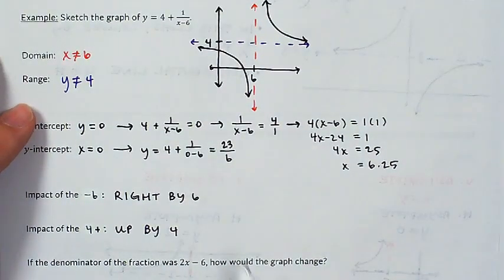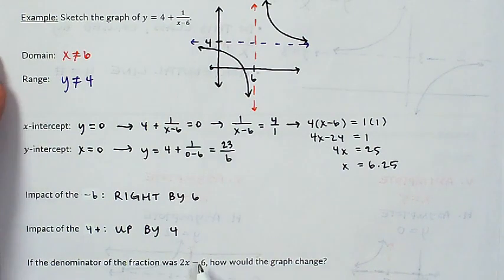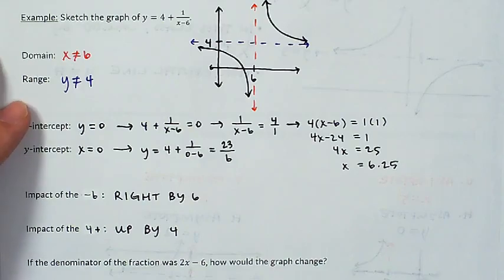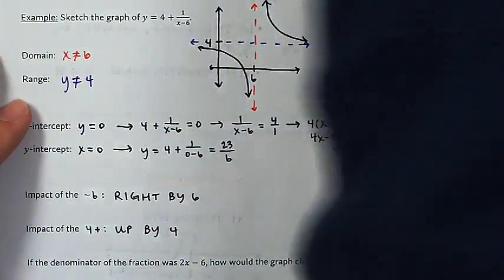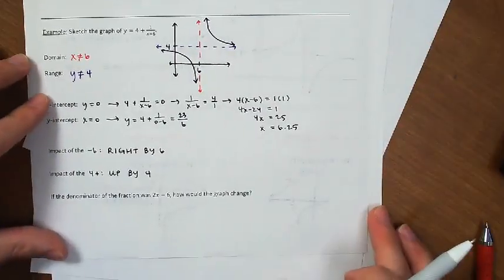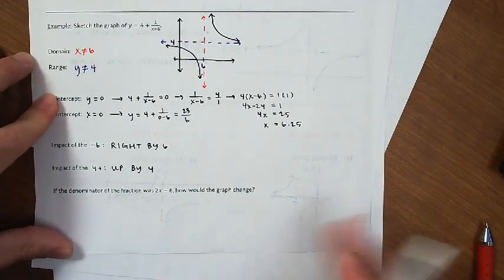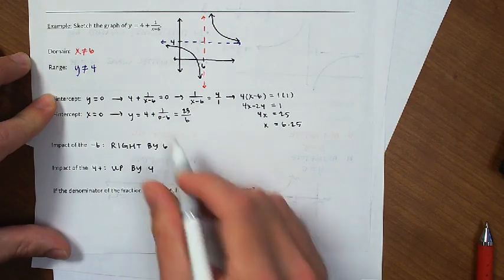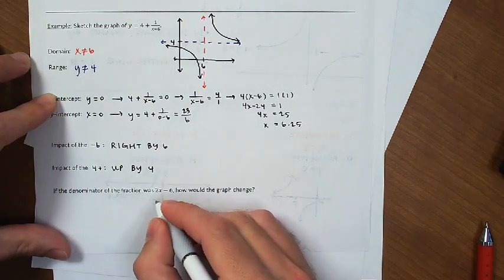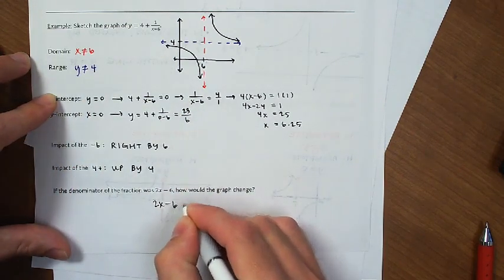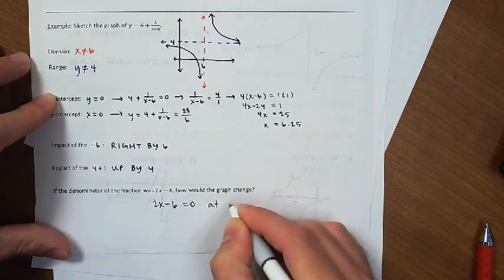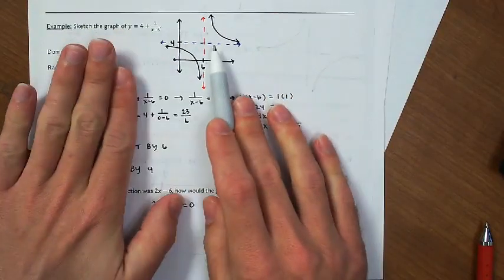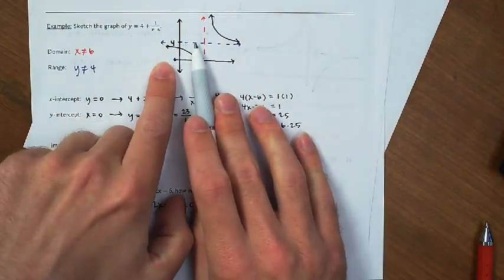Now at the bottom, we've got this kind of a question for thought here. What would happen if the denominator was 2x minus 6 instead of x minus 6? I think the most obvious thing is when I go to compute the domain, that would be different. The equation of the vertical asymptote would also be different. So 2x minus 6 equals 0 at x equals 3. So that would bring this closer to the y-axis.